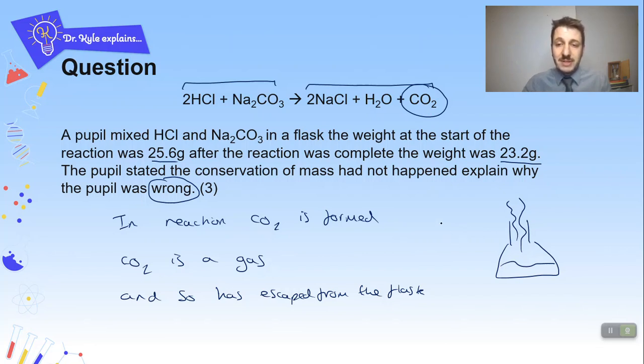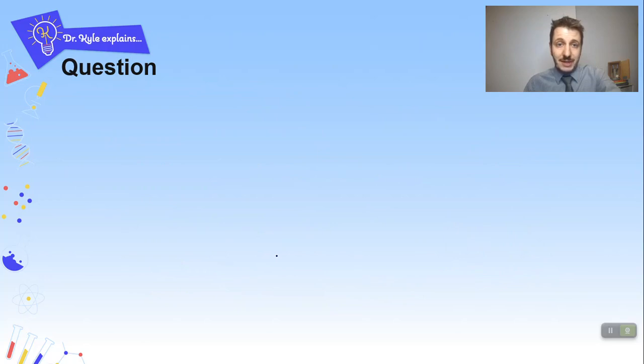And so what this means is if you had a closed vessel like this, with a lid on the top like that, and the gas couldn't escape, the mass would stay as 25.6. So often what you need to identify is that there'll be some kind of gas forming. You'll say what that gas is, and then the gas escapes. Okay, let's have another look at a different question.